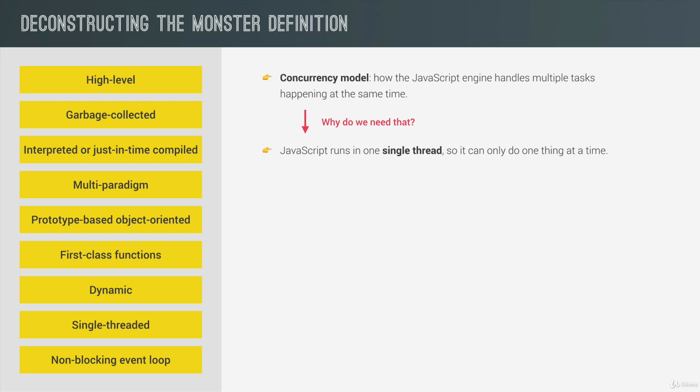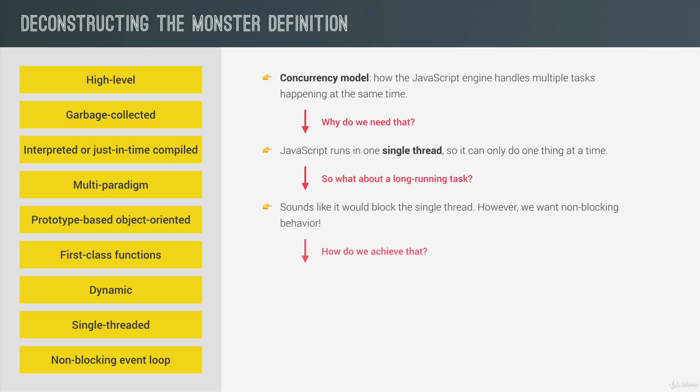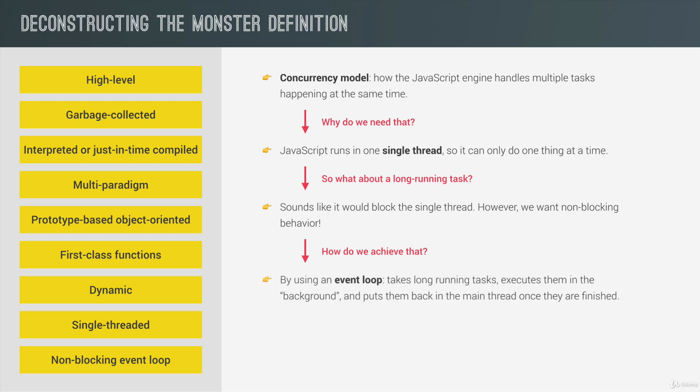All right, but what if there is a long-running task, like fetching data from a remote server? Well, it sounds like that would block the single thread where the code is running, right? But of course, we don't want that. What we want is so-called non-blocking behavior. And how do we achieve that? Well, by using a so-called event loop. The event loop takes long-running tasks, executes them in the background, and then puts them back in the main thread once they are finished. And this is, in a nutshell, JavaScript's non-blocking event loop concurrency model with a single thread.